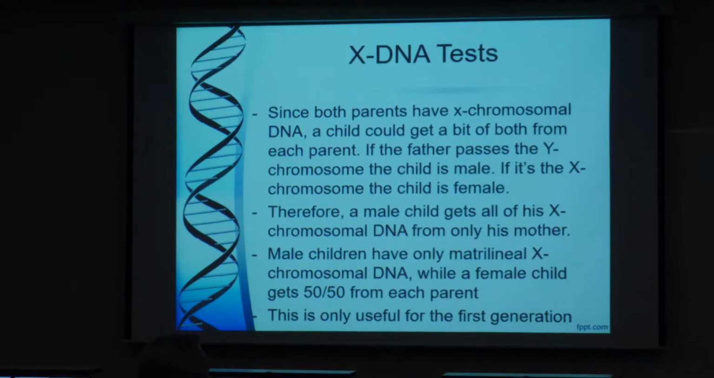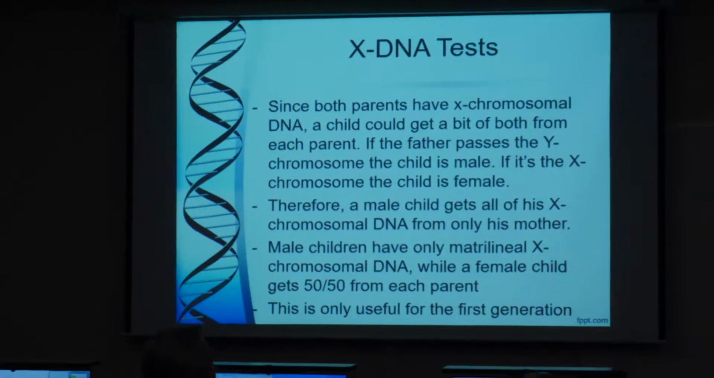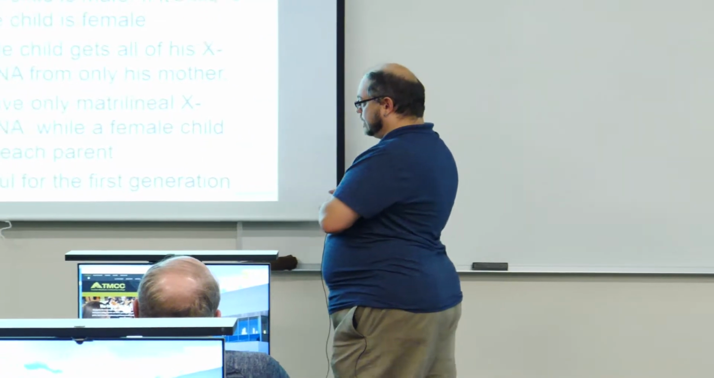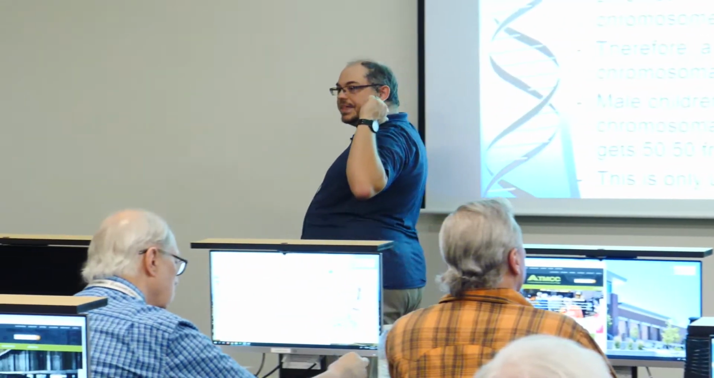After a generation or two, an X chromosomal DNA test is not that useful anymore. For a generation or so, it's okay. Beyond that, because of the way the DNA recombines, the information gets a little muddled. But the good thing is male children have only matrilineal X chromosomal DNA, while a female child gets 50-50 from each parent. So if you want to determine matrilineal lineage for a male child, it can be somewhat useful, but only for a couple of generations. There's a better test for this, which we'll talk about in a minute. Questions about that?